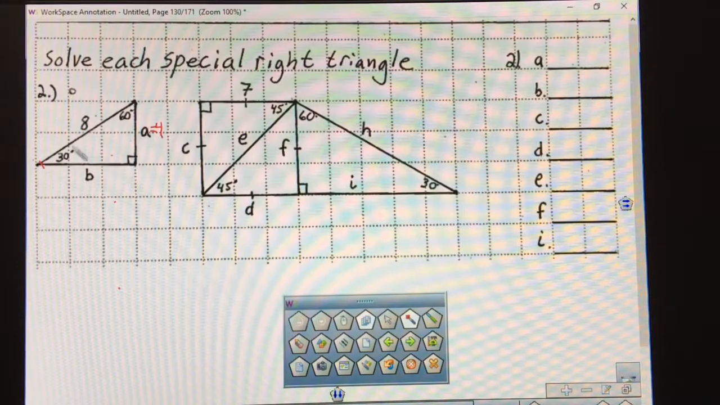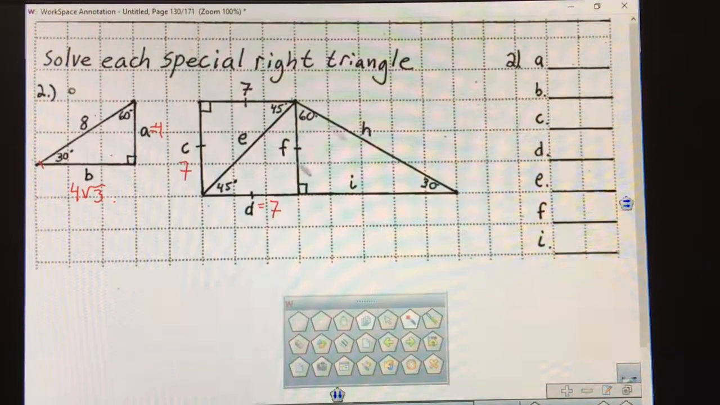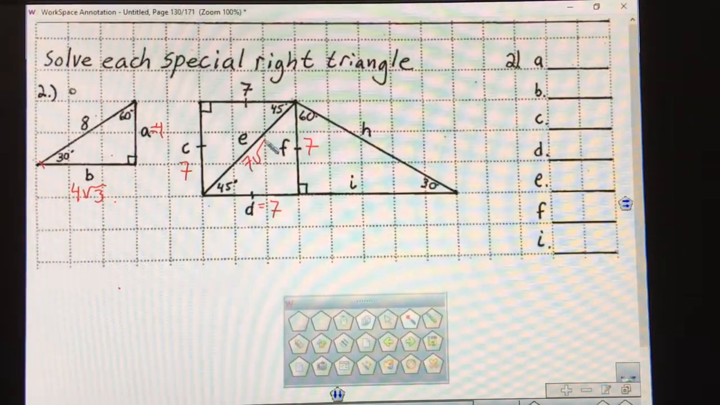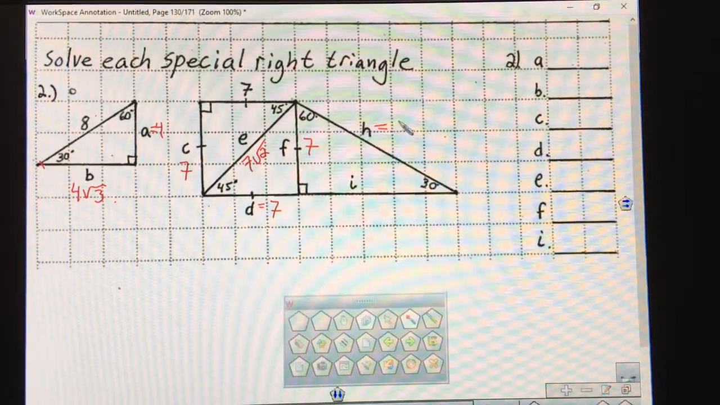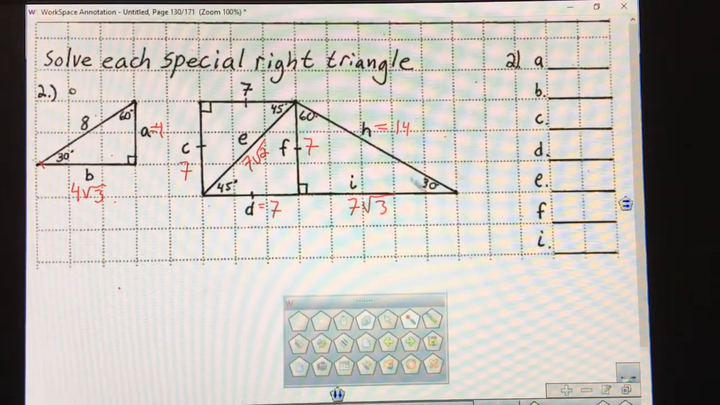A equals half of that. B equals that root 3, 4 root 3. Over here, this is a square, so this side's going to equal 7, this side's going to equal 7. This F is going to equal 7, and E is going to equal 7 root 2 for 45. Now I have a 30, 60, 90. I know it doesn't ask for H, but if you were asked for H, it would equal 14, and I would equal 7 root 3. And then I would go ahead and fill this in carefully.